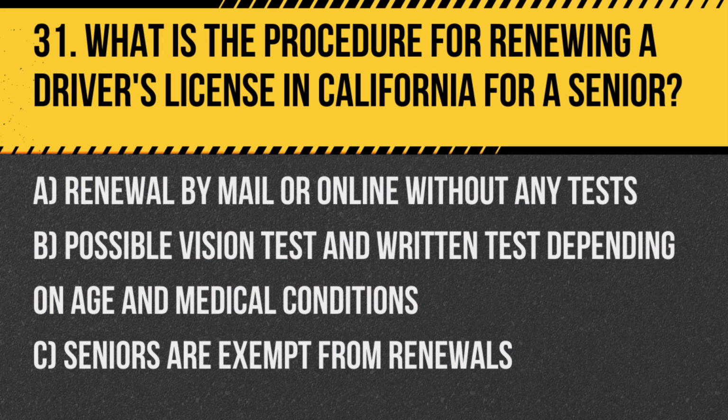Question 31. What is the procedure for renewing a driver's license in California for a senior? A. Renewal by mail or online without any tests. B. Possible vision test and written test depending on age and medical conditions. C. Seniors are exempt from renewals. Answer. B. Possible vision test and written test depending on age and medical conditions. California may require seniors to undergo specific tests to ensure they remain capable of driving safely.